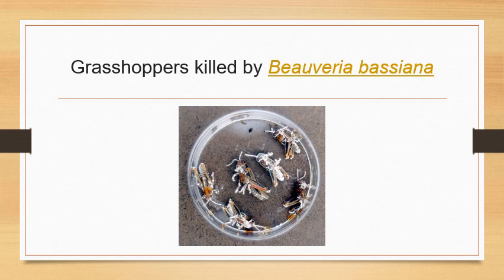And endophytic fungus, for example Neotyphodium coenophialum, produces alkaloids toxic to herbivores, and they can be a poison for grazing animals. Grasshoppers can also be killed by this fungus species known as Beauveria bassiana. So this can be helpful for the farmers.